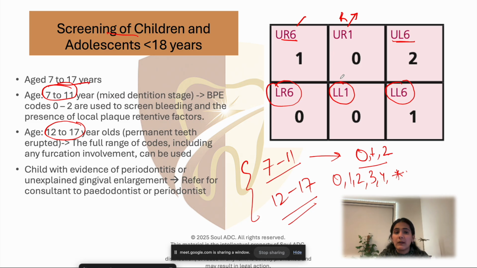But when we were talking about adults, we were looking at all the teeth, all the 6 points, and whichever had the highest marking, we used to place it in this box. Till now, is everything clear, or any doubt you want me to say anything again? Thumbs up, thumbs down? Okay, perfect.